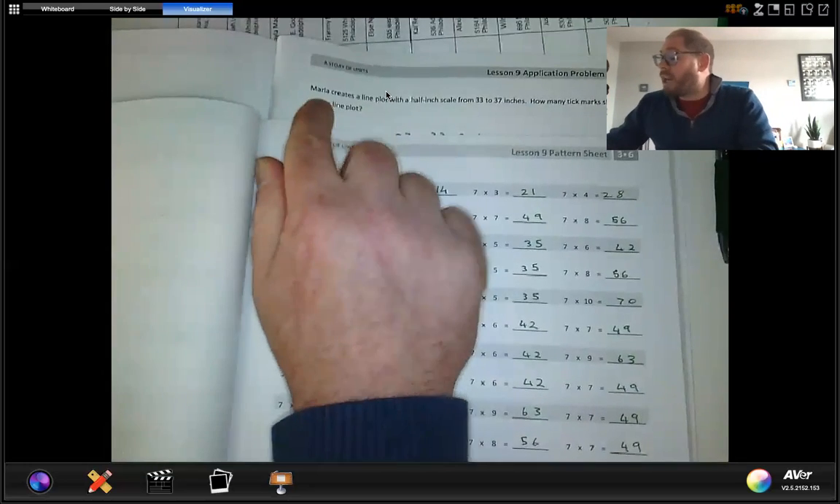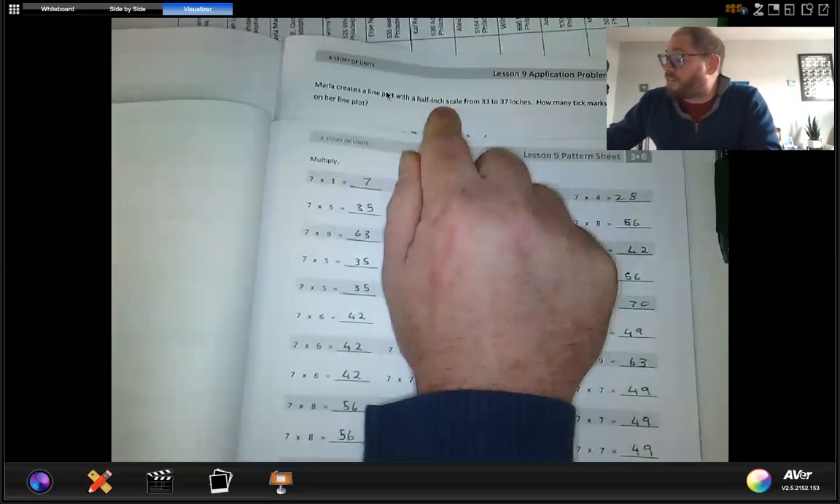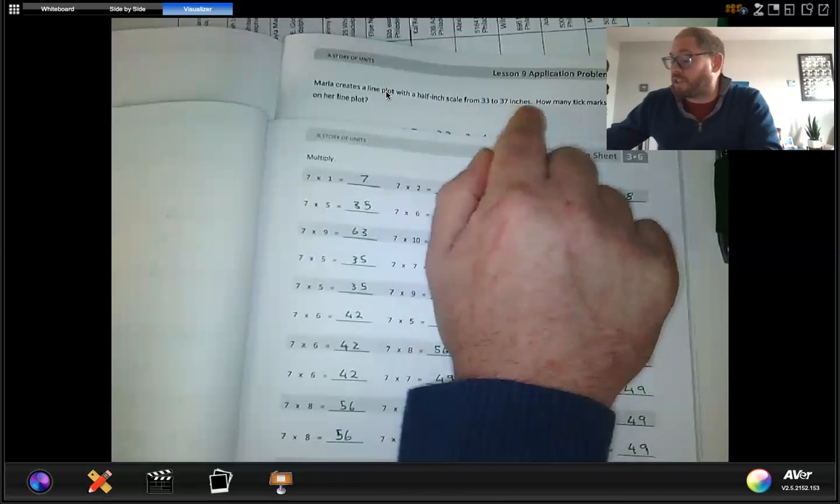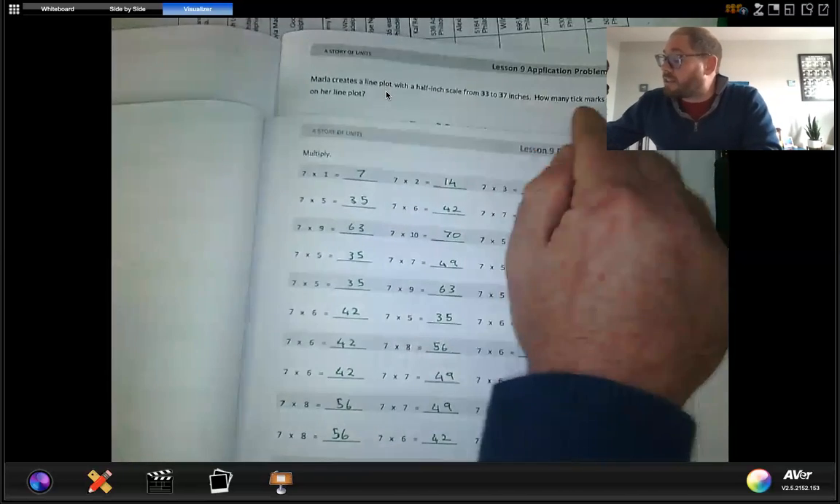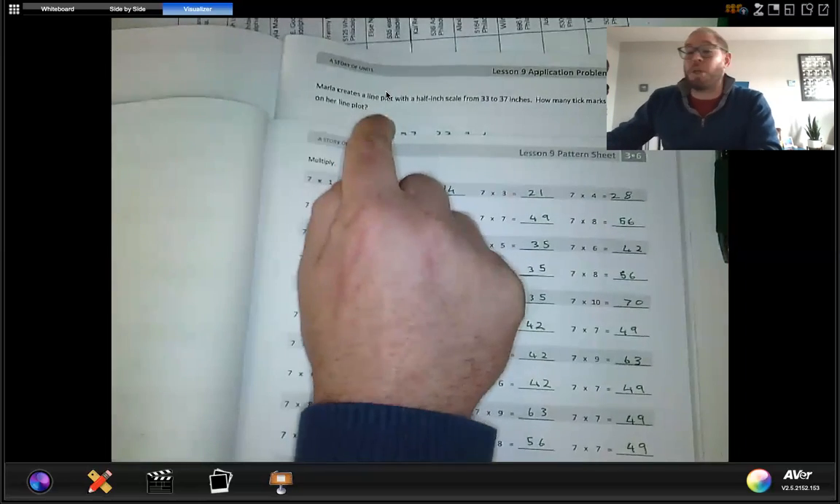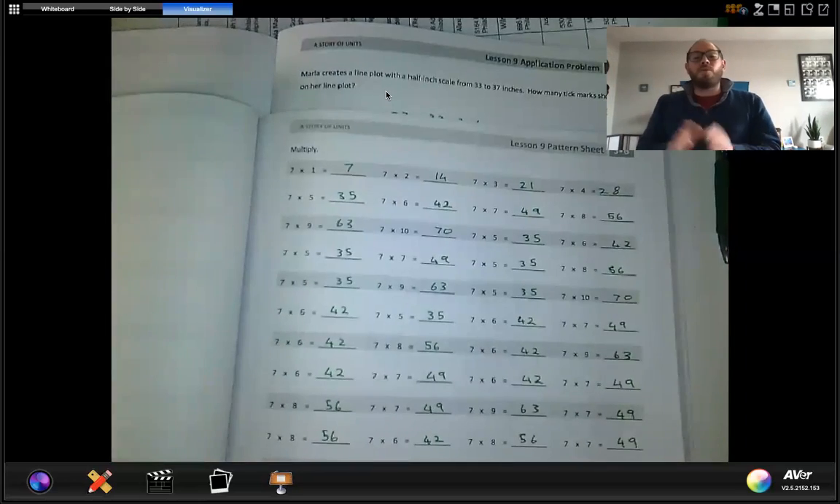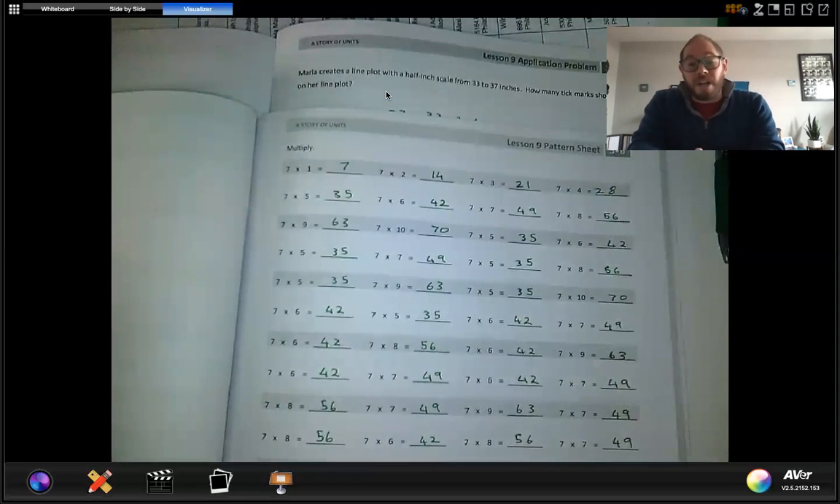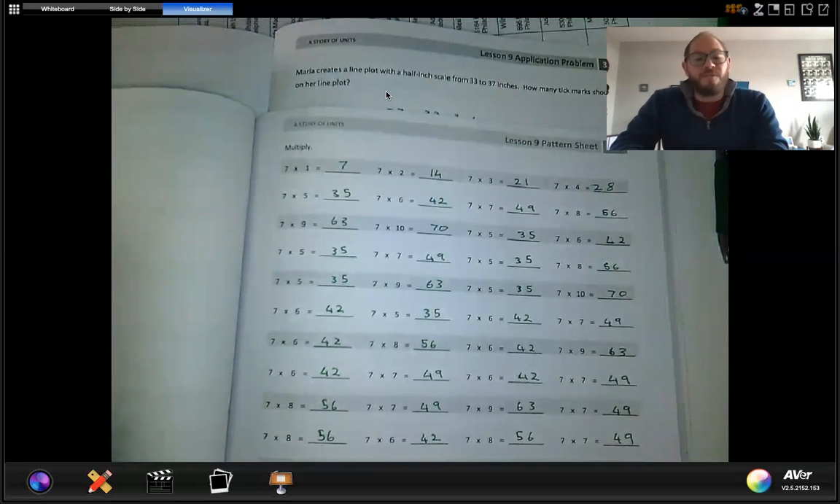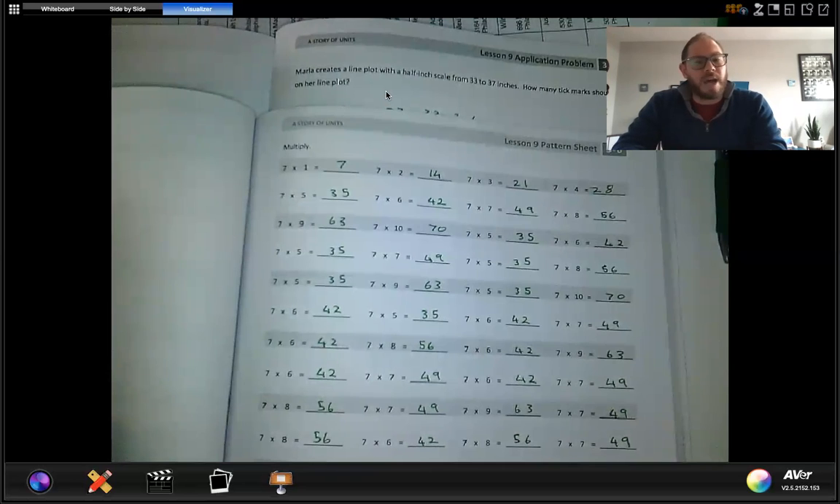It says, Marla creates a line plot with a ½ inch scale from 33 to 37 inches. How many tick marks should be on her line plot? All right, so we know that she's working with ½ inches. Remember, there are 2 ½ inches for every whole inch, because it's ½ inch, ½ inch, put together to make a whole inch. All right, so go ahead, figure that out. How many ½ inch lines would she need between 33 and 37 inches?